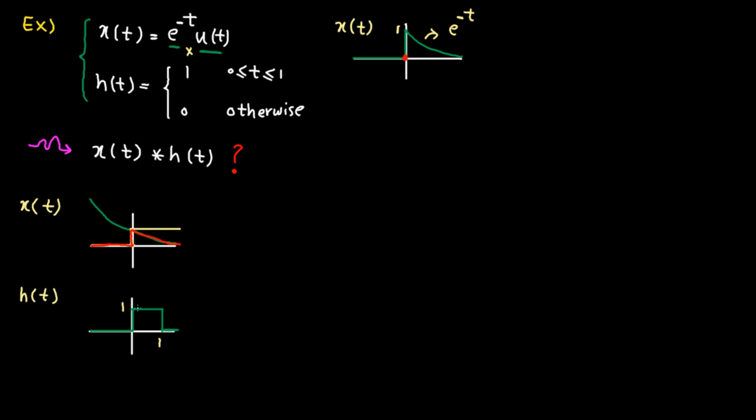There is one critical point here and two critical points here. As we have fewer critical points for x(t), I prefer to go with this integral. Step number 2. We need to plot these functions.